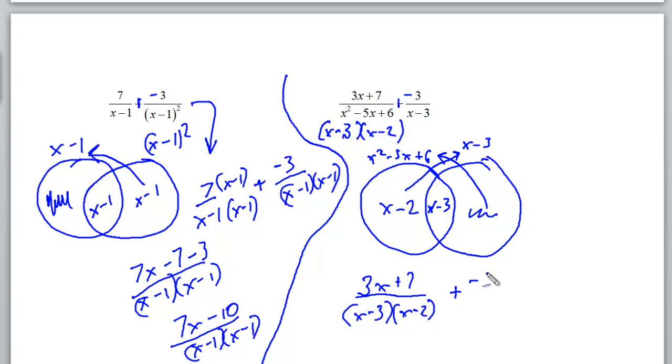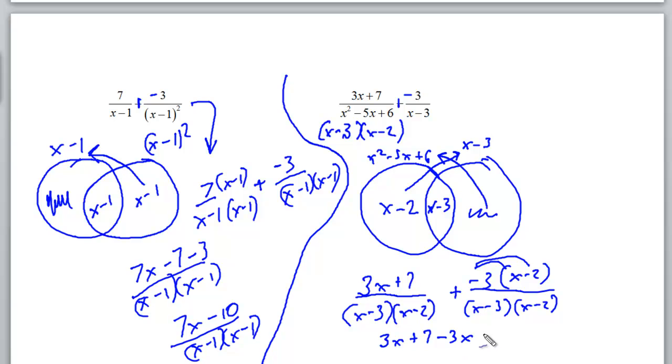And this right-hand side, that negative 3 has to be multiplied by the x minus 2. And so this is going to be (x minus 3)(x minus 2). So we got the common denominator now. My numerator, this is going to get distributed here, so it's going to be negative 3x plus 6. So I've got 3x plus 7 minus 3x plus 6 over (x minus 3)(x minus 2). Which makes my numerator, the 3x and negative 3x, they simplify to 0, makes lucky 13 all over (x minus 3)(x minus 2).